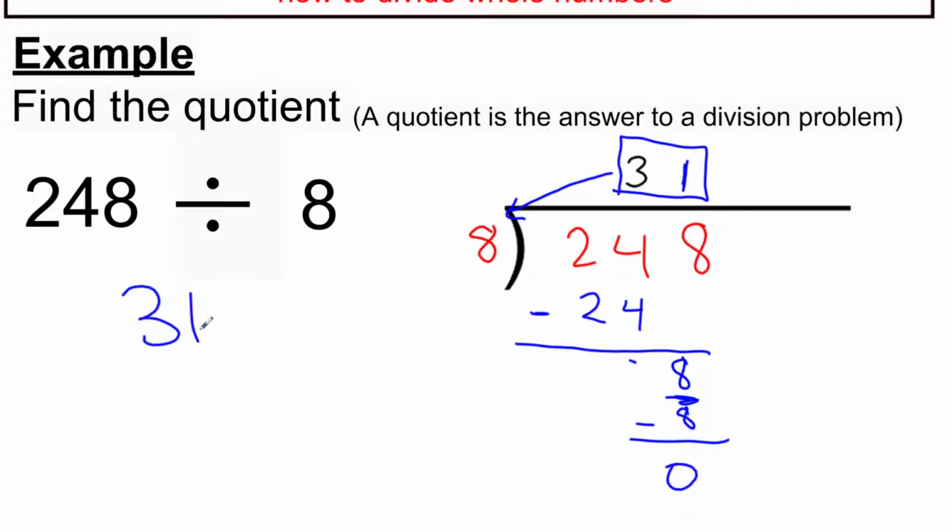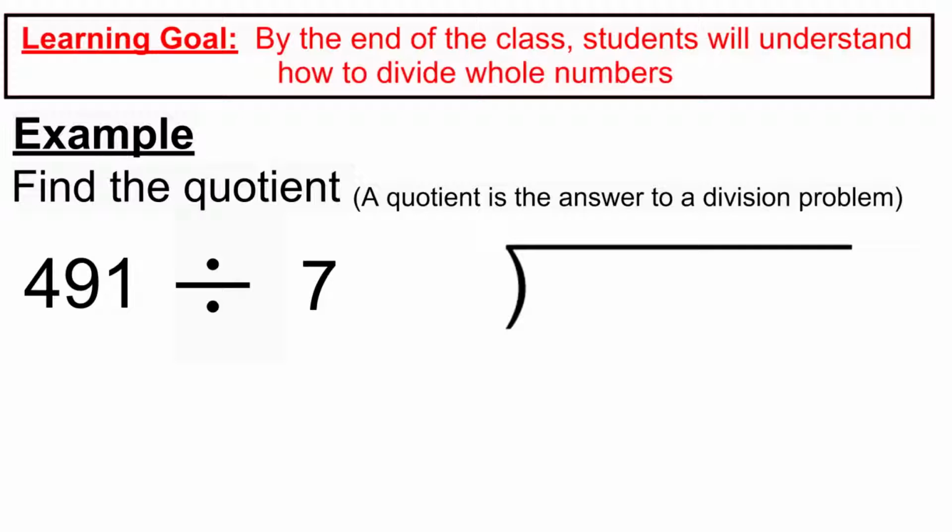Sometimes you're going to have numbers where you don't know your math facts, and you're going to have to use this method, which we call long division, to break it up into smaller parts. I do know what 8 divided into 24 is. I do know what 8 divided into 8 is. So I'm breaking that big number up into smaller parts. Let's try another one that's like this, but maybe things don't work out so nicely.